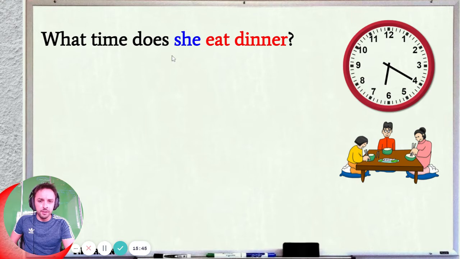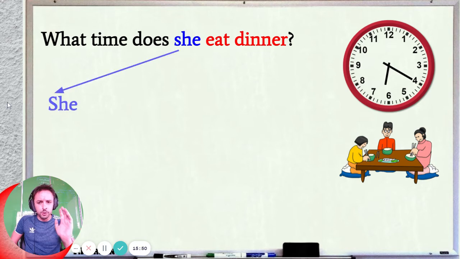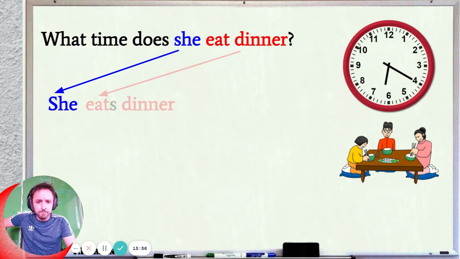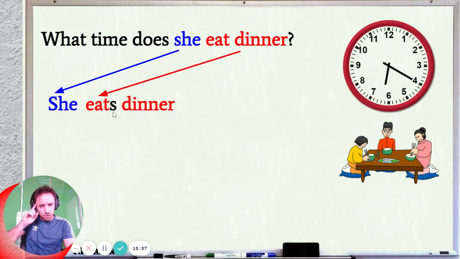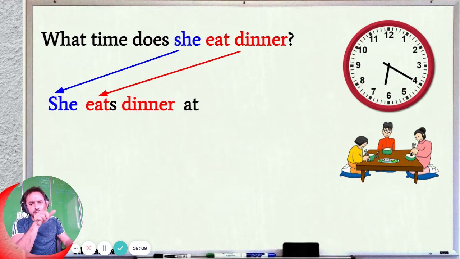Okay, so the first part, we need the pronoun. Let's take down the pronoun. The pronoun is she, so we go she, but we give it a big S. Okay, she what? Let's take down the verb. She eats dinner. Remember the S, because he or she, you add an S. Then it's she eats dinner, the small word. She eats dinner at. What time does she eat dinner?